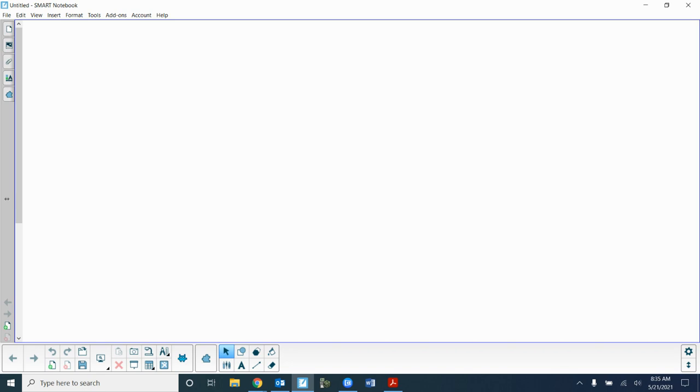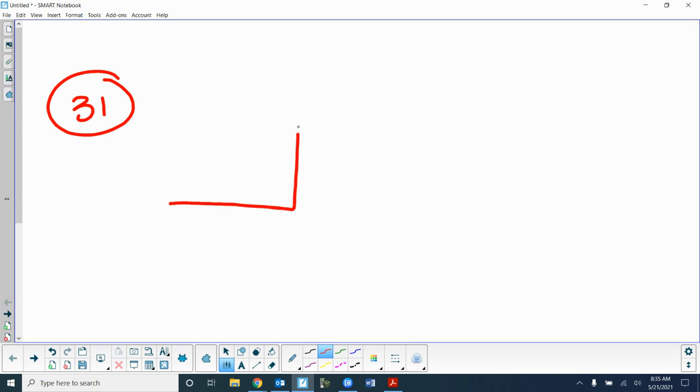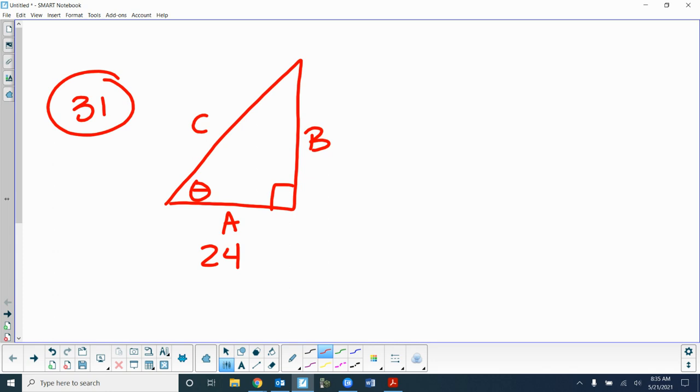Alright, so for 31, we have a right triangle. I'll give you a picture of it. Sides A, B, and C, which should have been little small letters. I don't know why it's capital now. But anyway, side A is 24, side B was 32, and C was 40. And it says find the value of the sine, cosine, and tangent for theta.